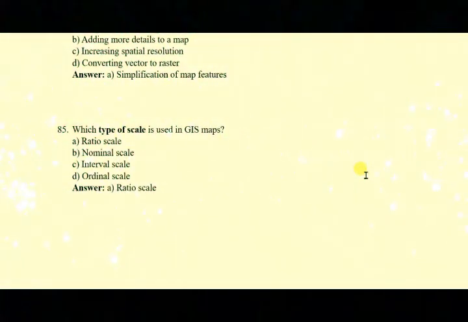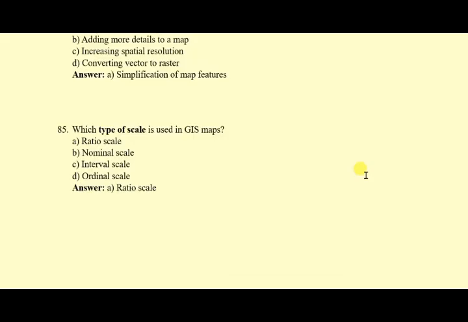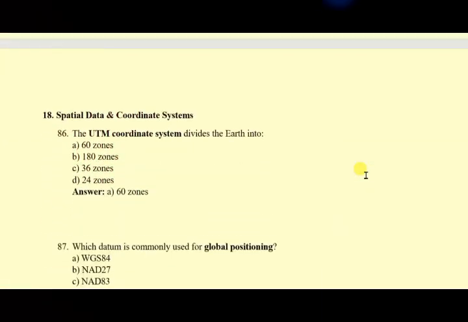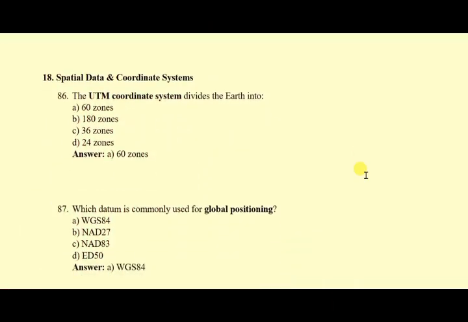85. Which type of scale is used in GIS maps? Ratio scale, nominal scale, interval scale, ordinal scale. Right answer will be ratio scale. 18th category, spatial data and coordinate system.